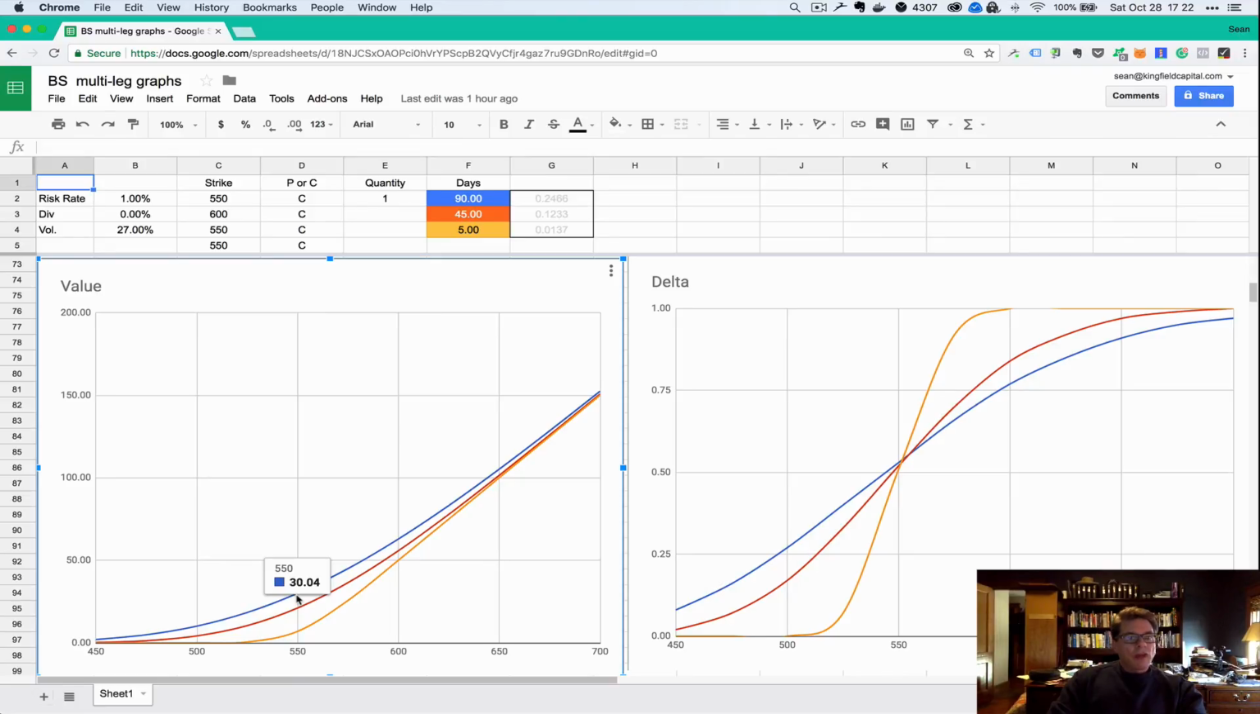So next time we're going to be talking about the put side of the equation. We'll be talking about long puts.